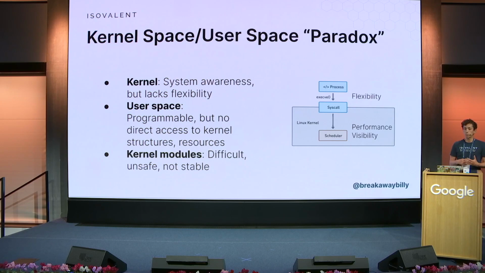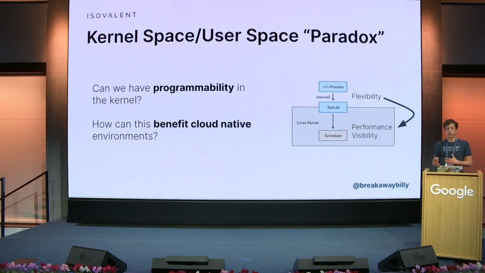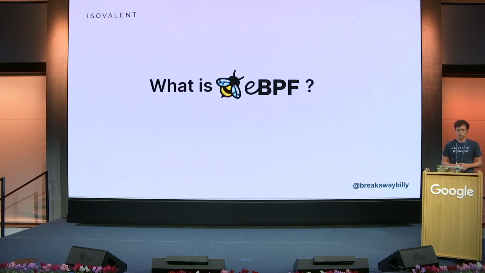And so when you're building an application right now on the infrastructure side, you either have to choose user space for flexibility or kernel space for the performance and visibility. And you have to choose one or the other. Now, the question is, how can you combine the benefits and advantages of both and move that flexibility from user space into kernel space? And adding that programmability to the kernel, how will that benefit us in cloud-native environments? So that's where eBPF comes in.